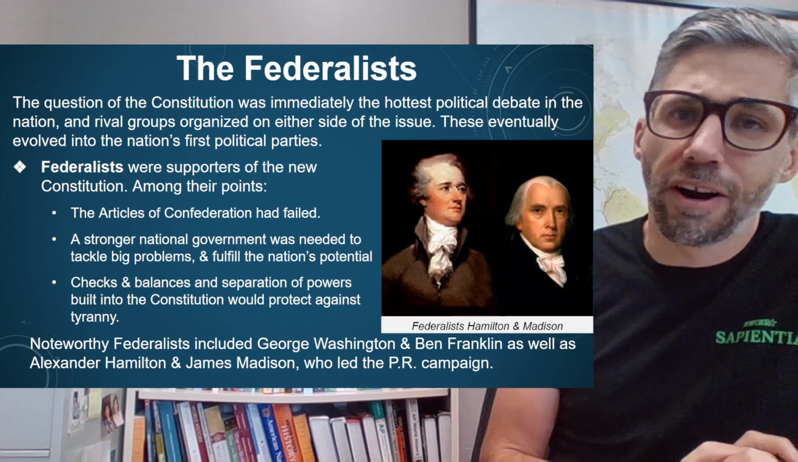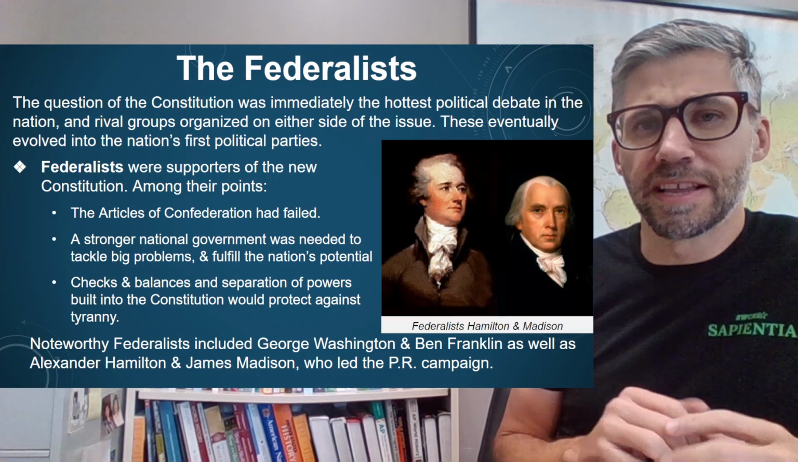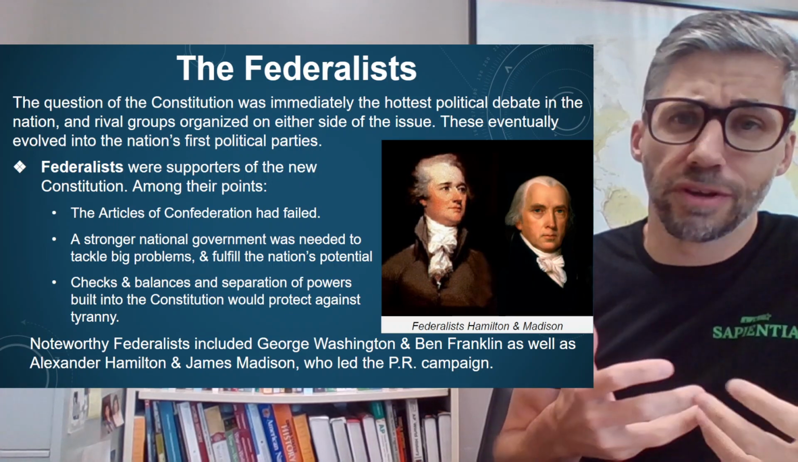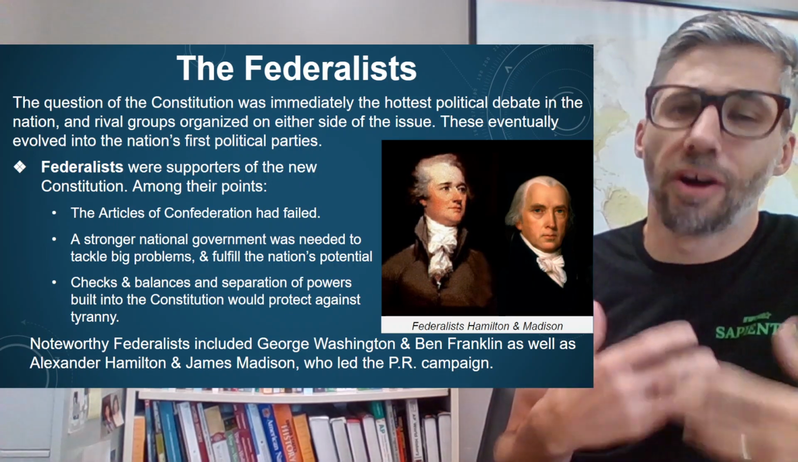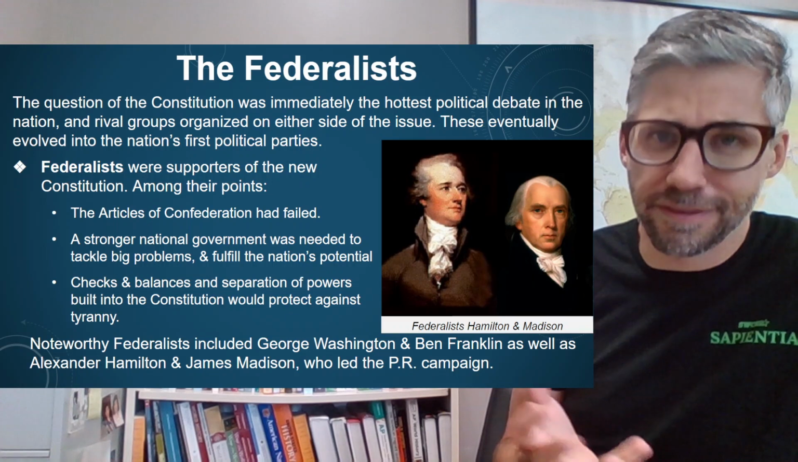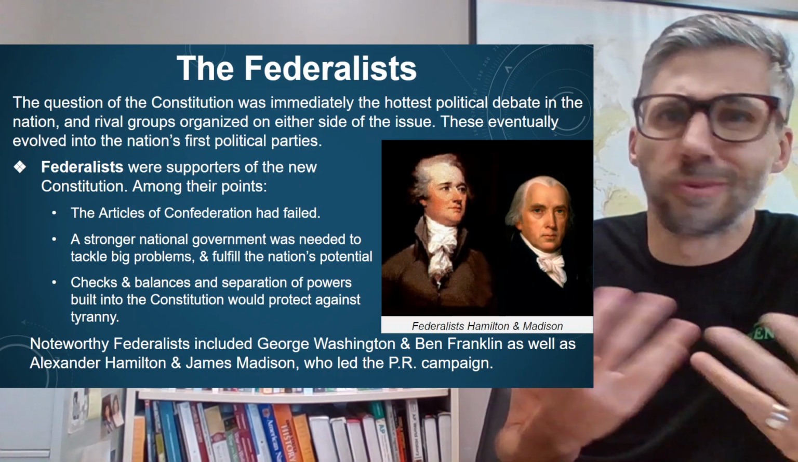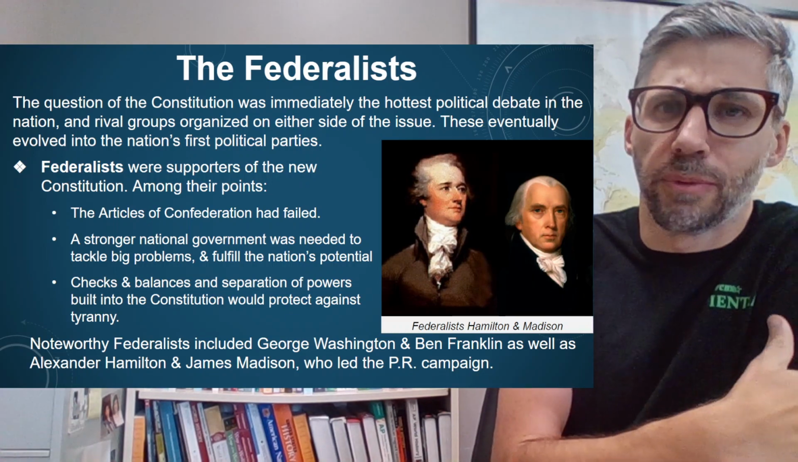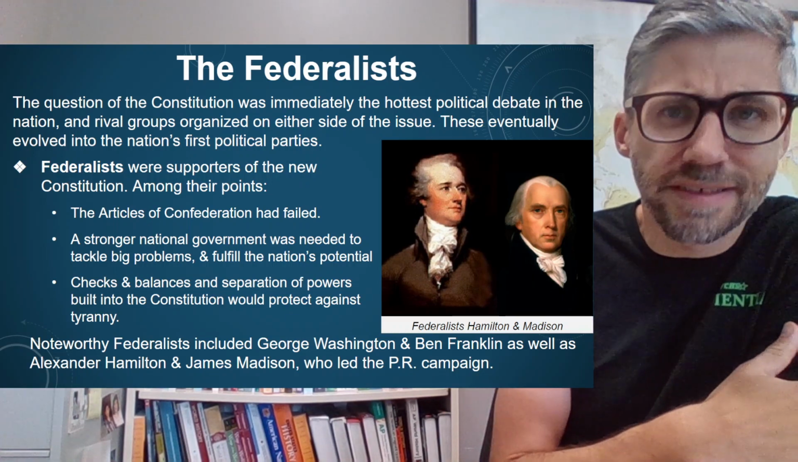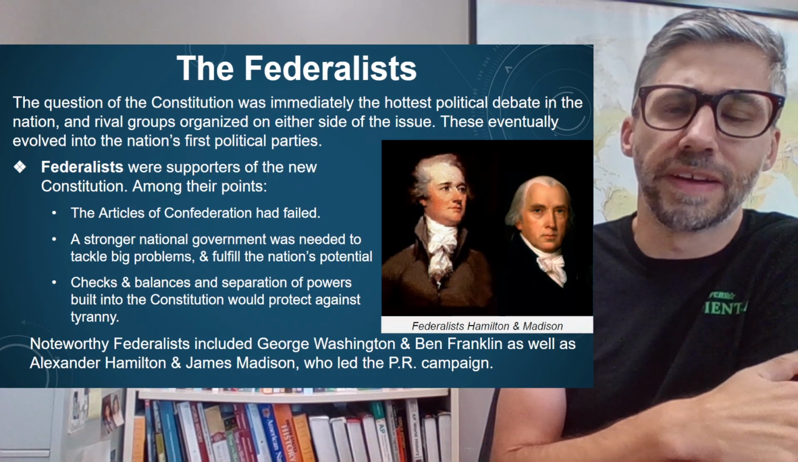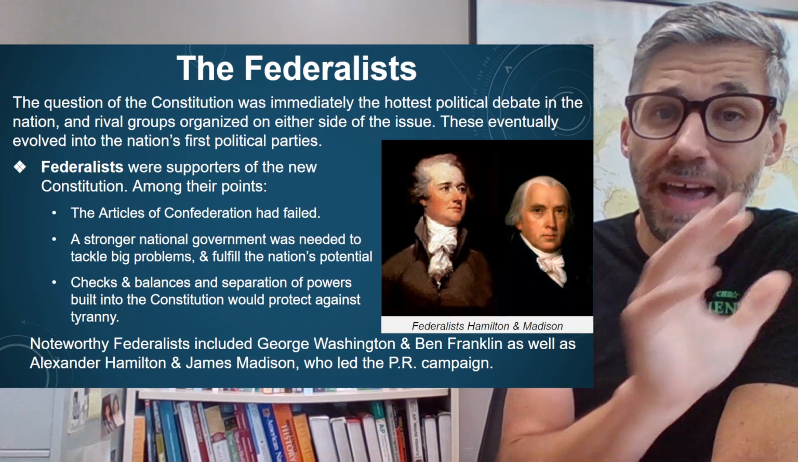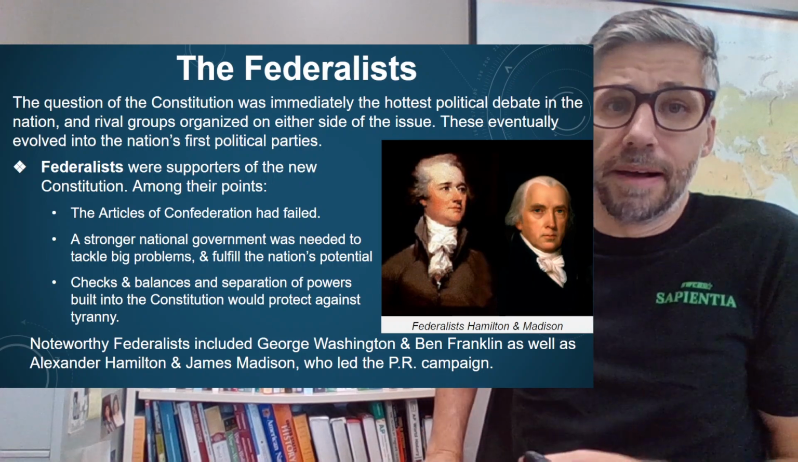And their arguments are going to go along a few lines, but if I can broadly summarize, I'd say their arguments sound like this. First off, name it: the Articles of Confederation stinks. It had failed. It didn't work. It was leaving the country in a precarious situation. This is a country in crisis if it does not solve its governing problem, and this new Constitution is the remedy to that major problem.